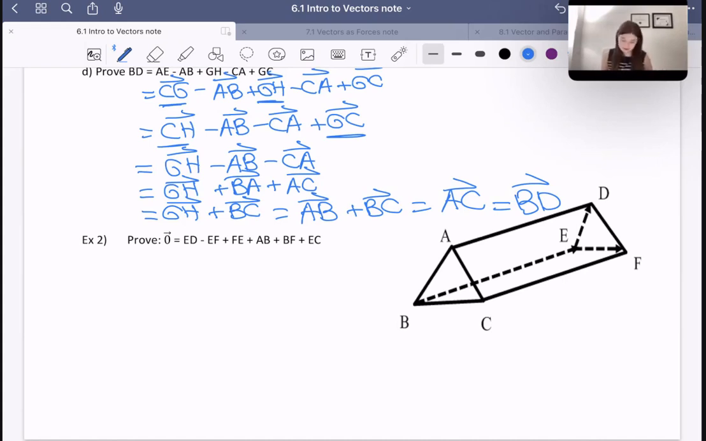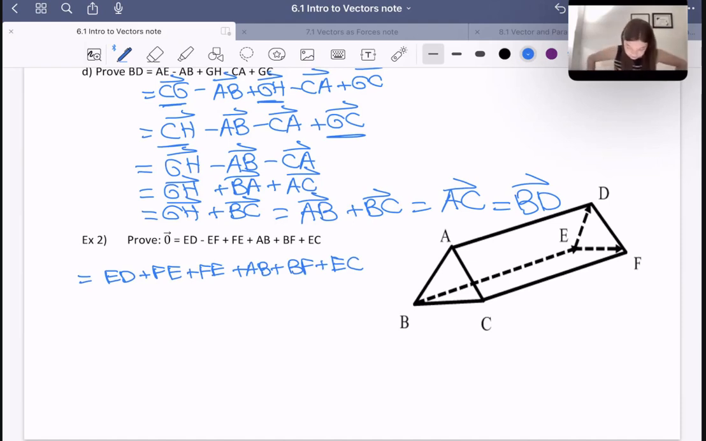So here we have ED and EF. So of course that's going to be just the same as DF, right? Because we can say, if we like forwards vectors better, we can just say, okay, well, this is equal to ED, oh, not DE, whoops, ED plus FE plus FE again plus AB plus BF plus EC.